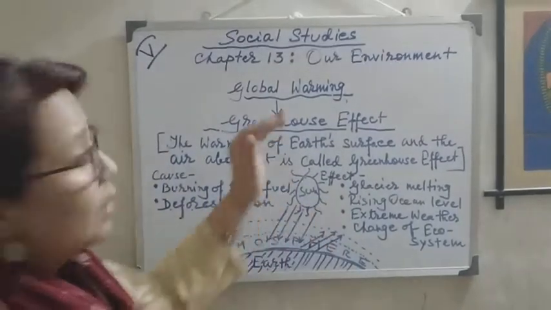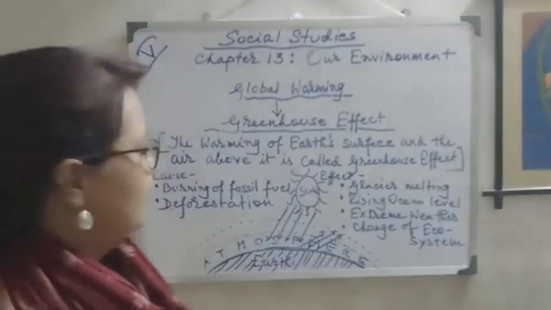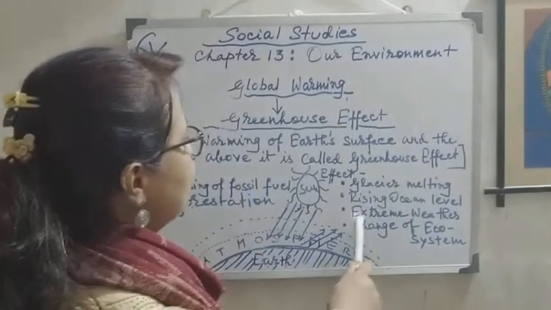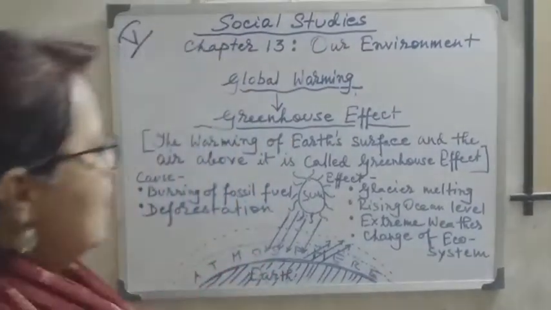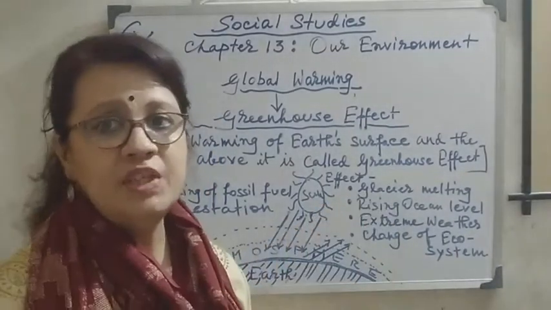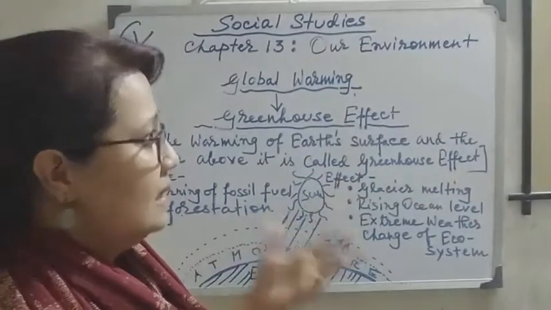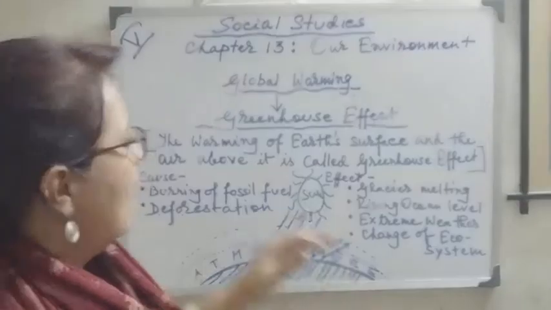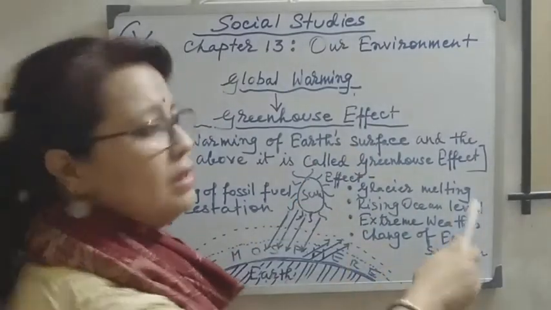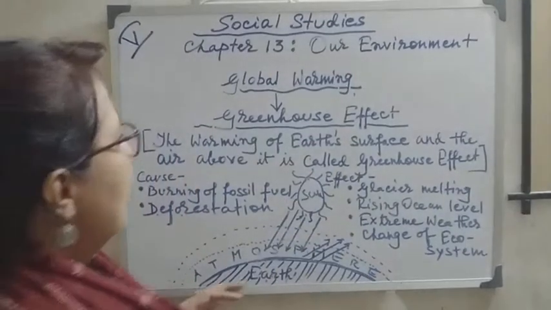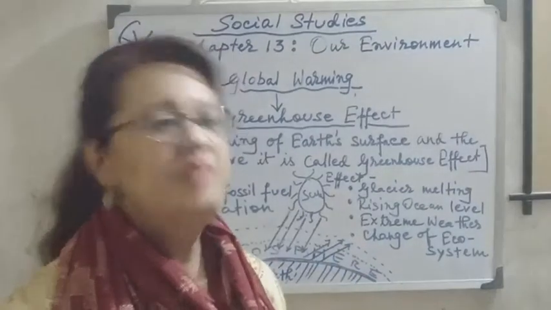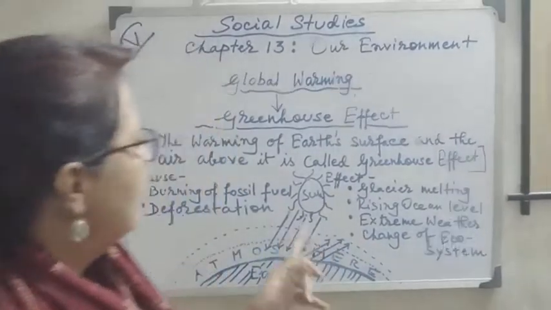And next, what are the effects of the greenhouse effect? Glacier melting, rising ocean level, extreme weather, change of ecosystem. As the global warming takes place, glaciers are melted. As the glaciers melt down, the ocean level rises up and extreme weather takes place. Extreme temperature is increasing day by day, and ecosystems change.